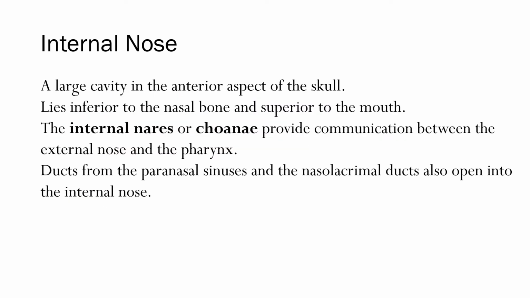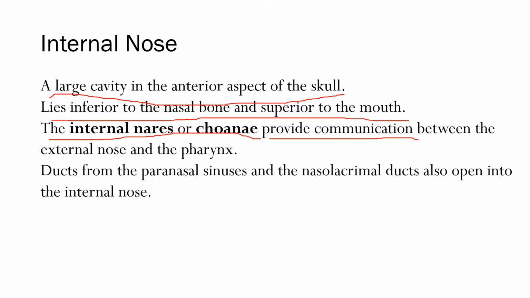Now we get into the internal nose, and we'll see a picture of this in a moment. It's a large cavity in the anterior aspect of the skull. It lies inferior to the nasal bone and superior to the mouth. There's something called the internal nares or the choanae, which provide communication between the external nose and the pharynx. There are ducts coming from the paranasal sinuses, and the nasolacrimal ducts also open into the internal nose.